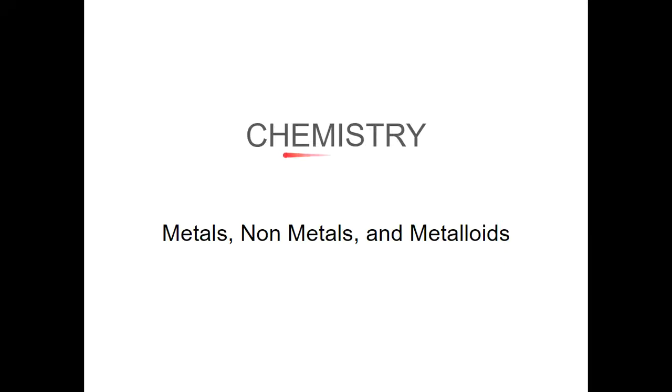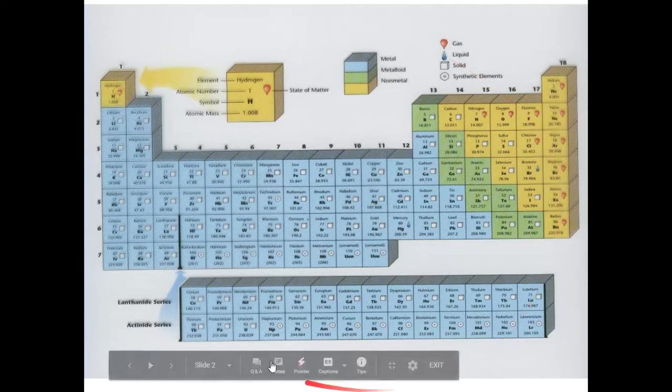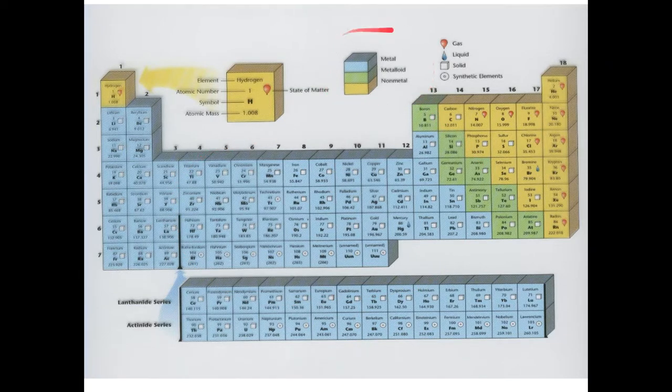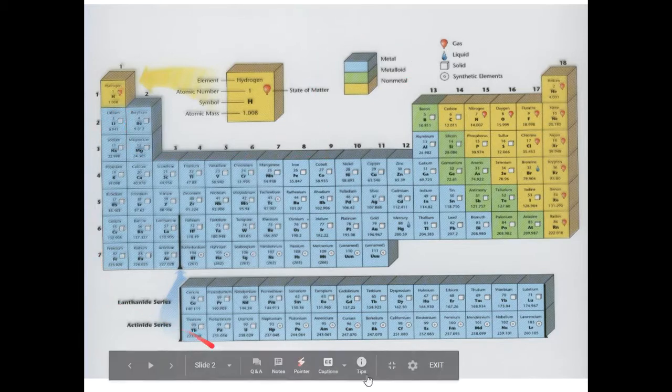Okay, chemistry: metals, nonmetals, and metalloids. As you can see from our periodic table here, it is categorized in another way, by separating it into metals, metalloids, and nonmetals. Our blue one, which is the majority of the periodic table, these are all metals.